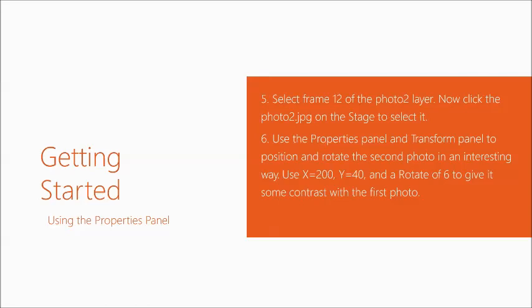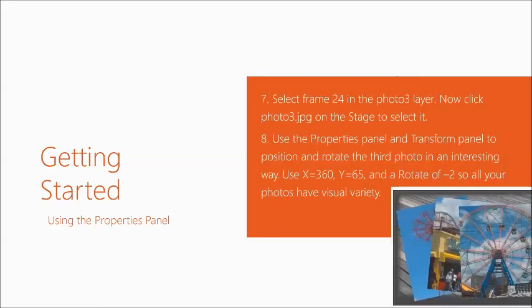Now click Photo2.jpg on the stage to select it. Use the Properties panel and Transform panel to position and rotate the second photo in an interesting way. Use X equal to 200, Y equal to 40, and a rotate of 6 to give it some contrast with the first photo. Just like this one.